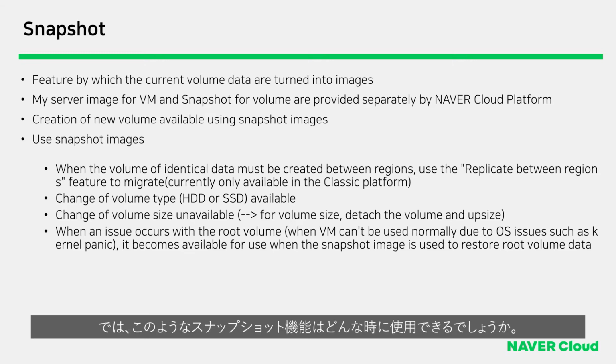Then, when can we use this snapshot feature? You can replicate a snapshot to another region. Use a snapshot of block storage created with HDD to create SSD type block storage, and restore data by creating new block storage using a snapshot when the volume in the OS area crashes and is no longer usable.